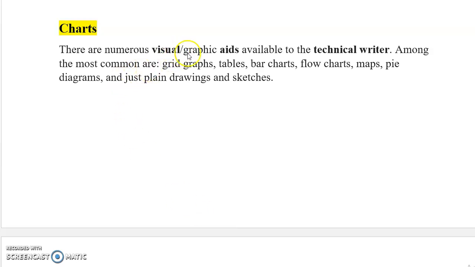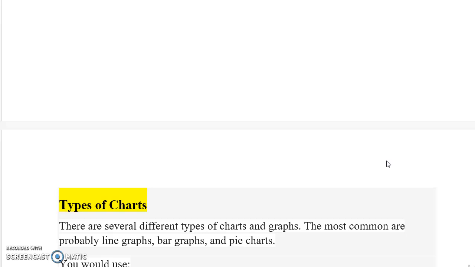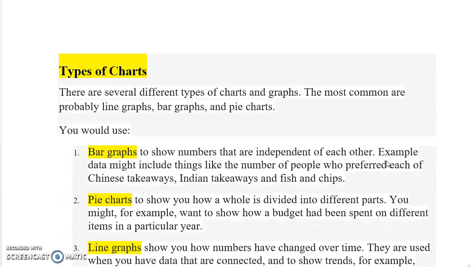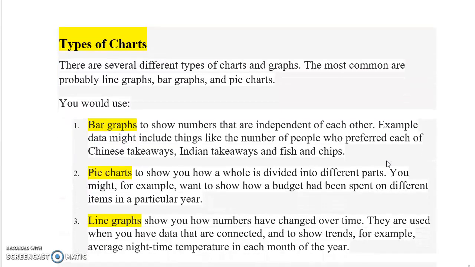So there are numerous visual graphic aids available to technical writing. Among the most common ones are graphs or charts. So we have grid graphs, tables, bar charts, flow charts, maps, pie diagrams, and just plain drawings and sketches. We will see the types of charts that we have to focus on in the technical writing course.